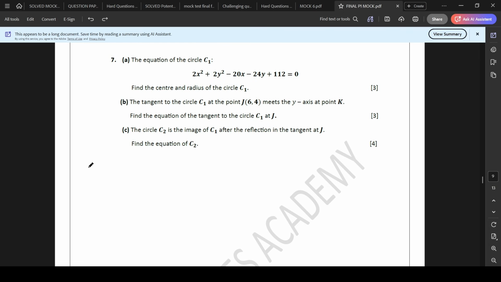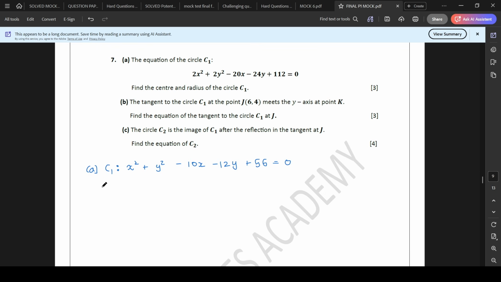So in my part A, my C1 circle is given as x squared plus y squared minus 10x. I'm dividing both sides by 2 because I'm only used to solving equations of circles with the coefficient of x squared and y squared being equal to 1, not 2. So that was a little bit of a trick being played over here. And then minus 12y, what is 112 divided by 2? I'm so sorry, I'm not very good with mental calculations. So 112 by 2 is 56, so that is plus 56 equals 0 by 2, which is 0.